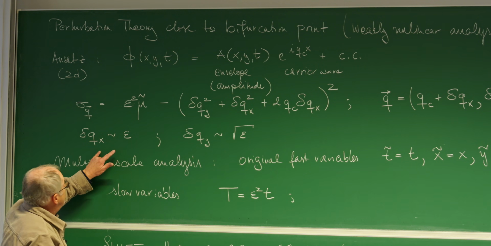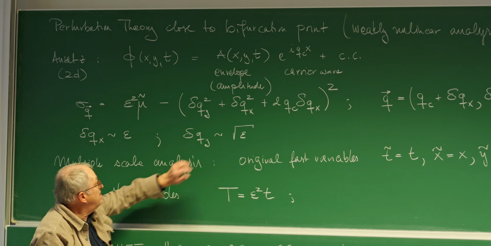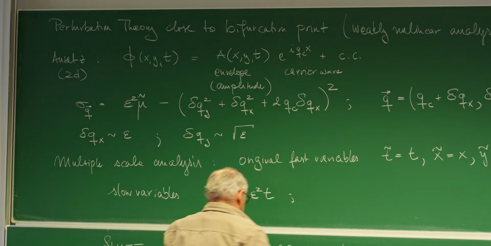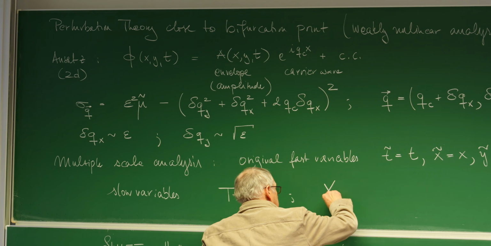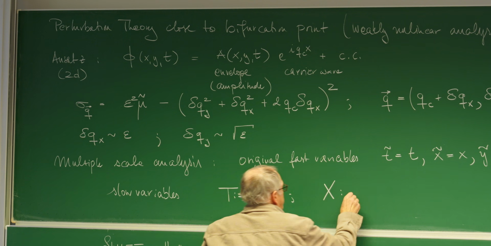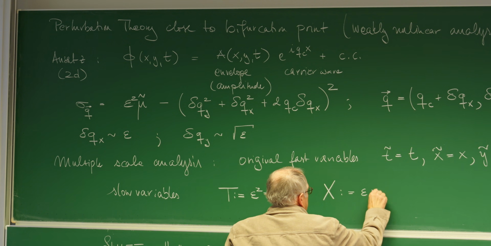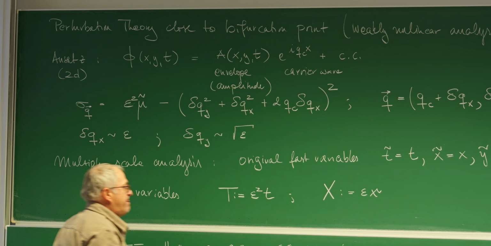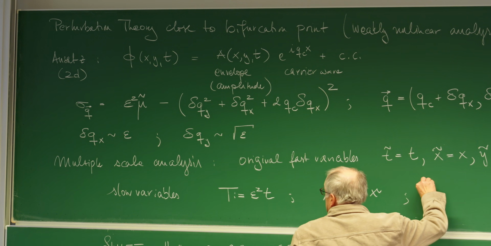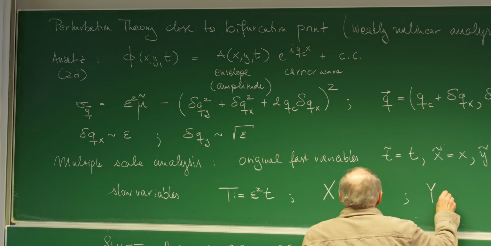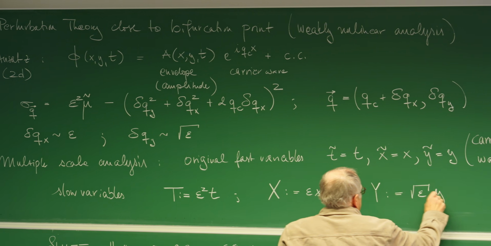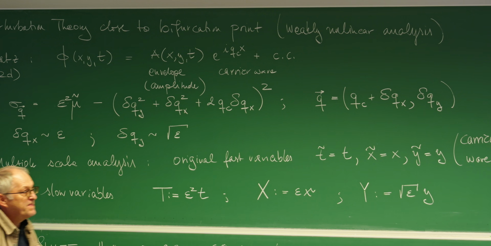For the variables x and y, I do the same logic. Because delta Qx is scaling as epsilon, I'll introduce a slow length scale in the x direction, which is epsilon times lowercase x. And I introduce a slow variable in the y direction that I define as the square root of epsilon times my original variable.